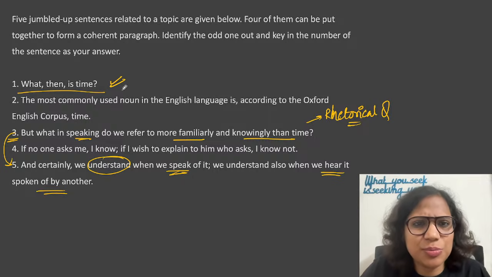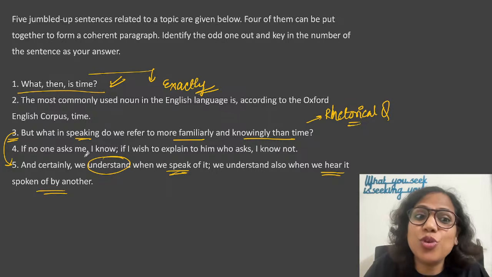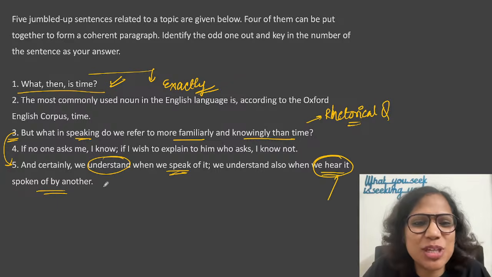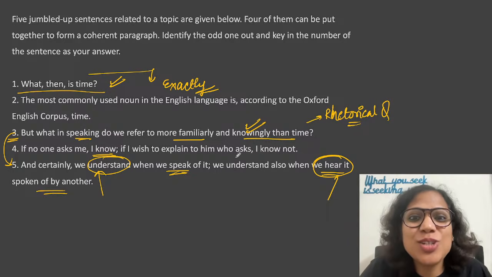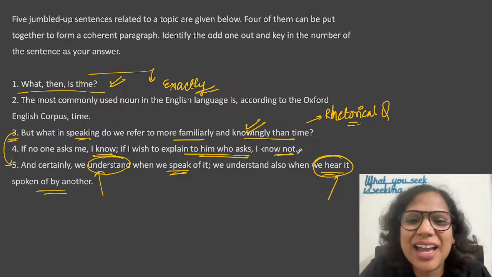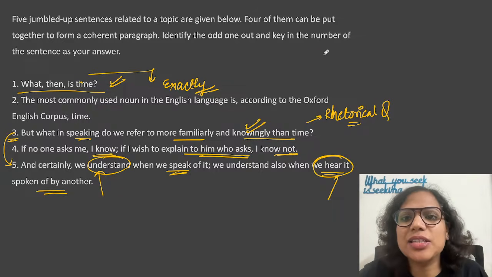What then is time? Like what exactly is it? Define. So it says, if no one asks me, I know, right? If no one is asking me and I am speaking of it, I'm simply hearing it, I know क्या है time, I know. But if I wish to explain to him who asks, पर अगर किसी ने पूछ लिया कि exactly क्या है time, I know not. So it is 2 that is the odd one out.